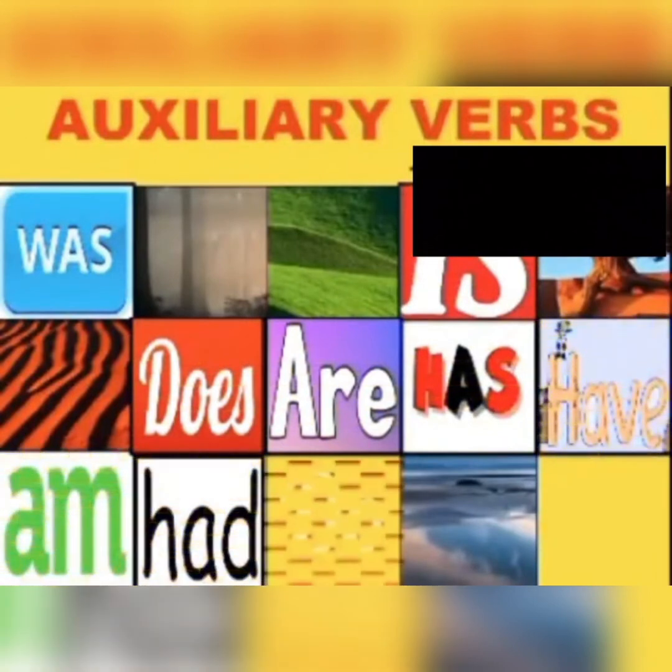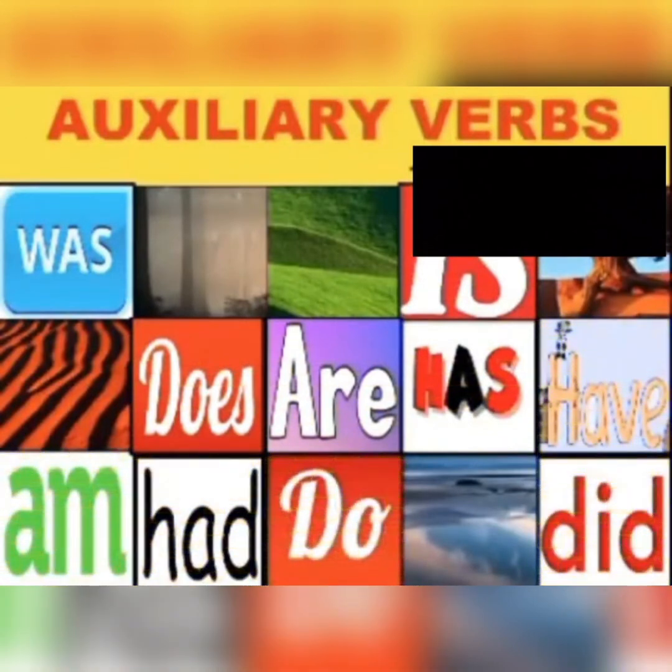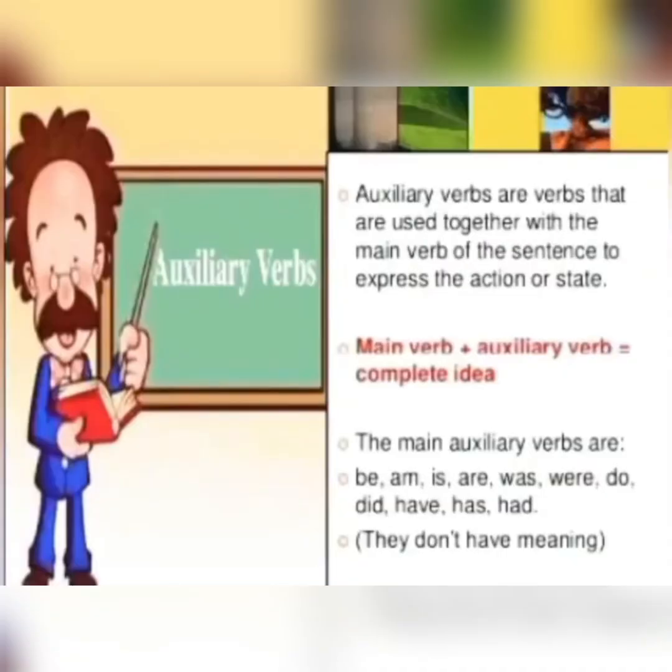Today we are going to learn about auxiliary verbs. So firstly, let's understand what are auxiliary verbs. Auxiliary verbs are the verbs that are used together with the main verb of the sentence to express the action or state. Main verb plus auxiliary verb gives you the complete idea. So this means with the help of auxiliary verbs, we give the complete idea to our sentence.